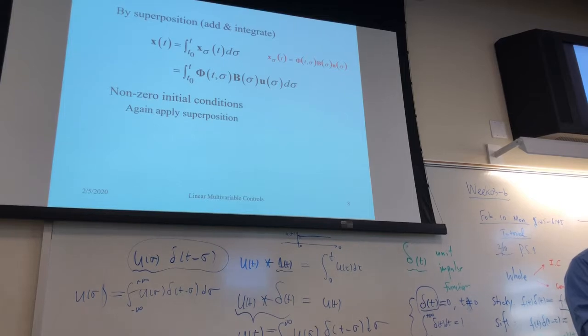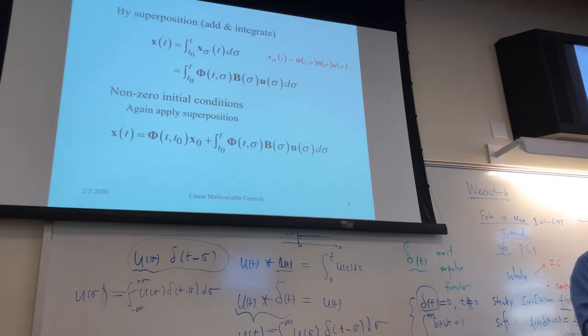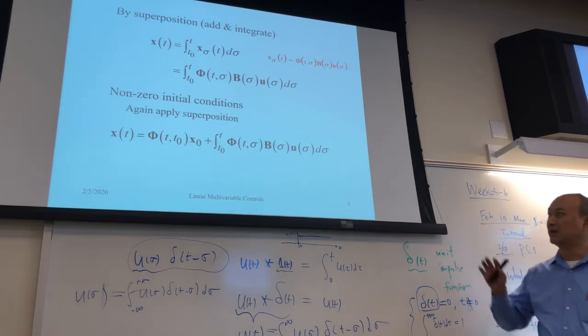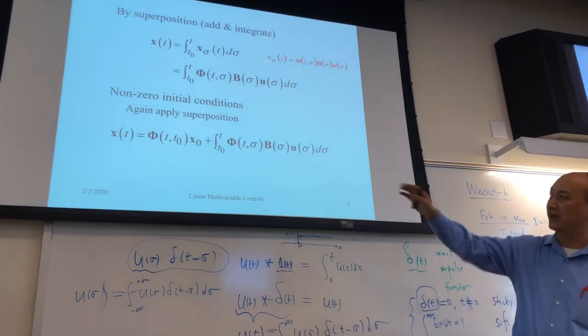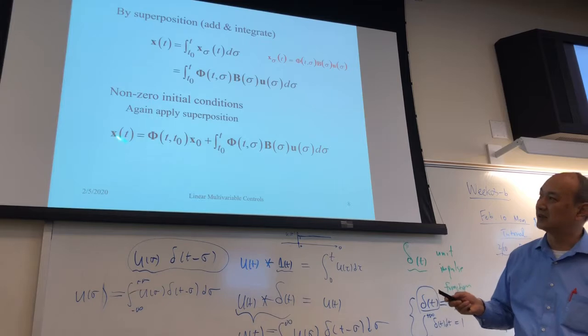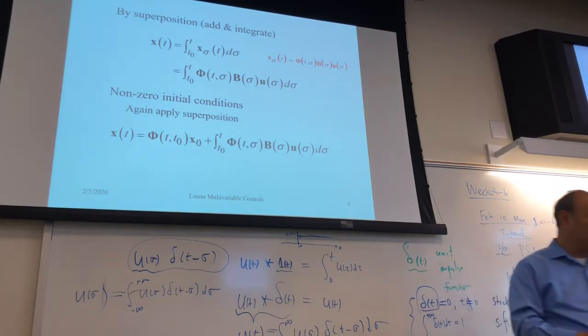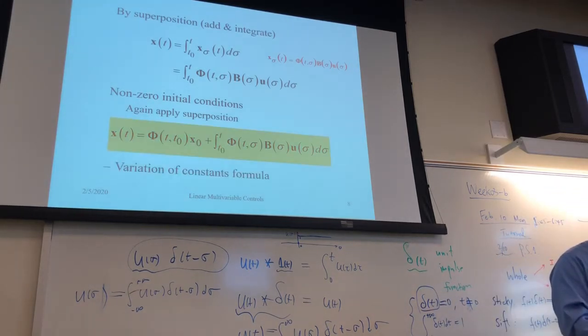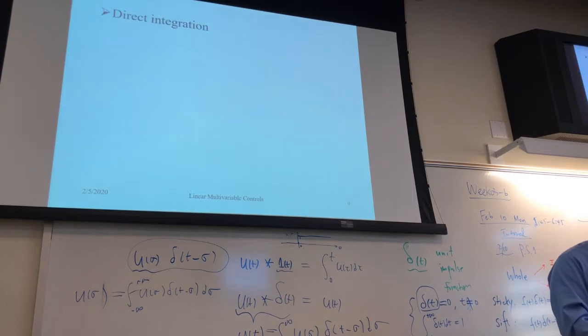Non-zero initial condition applies again, and superposition. So I end up with this equation. So u, B, Φ. So then you get this x(t). So this is the first method called superposition.